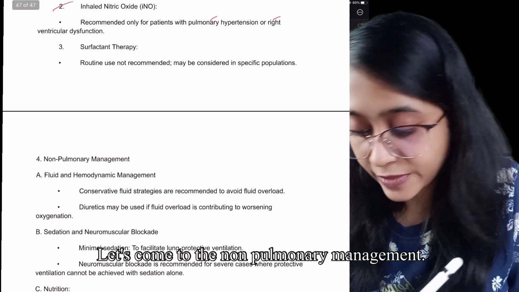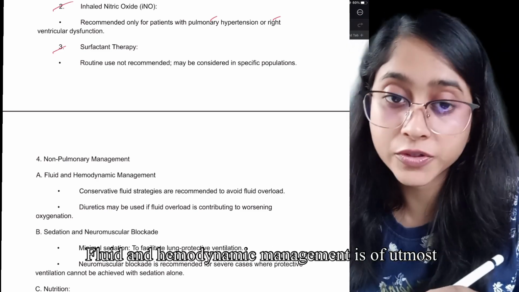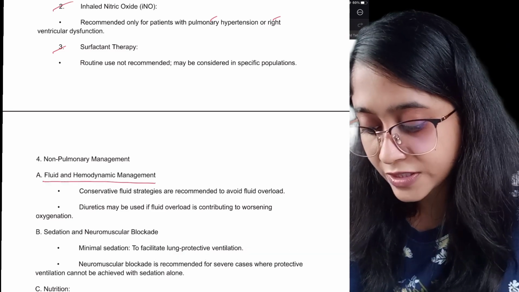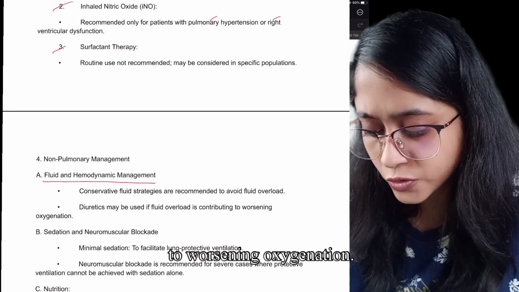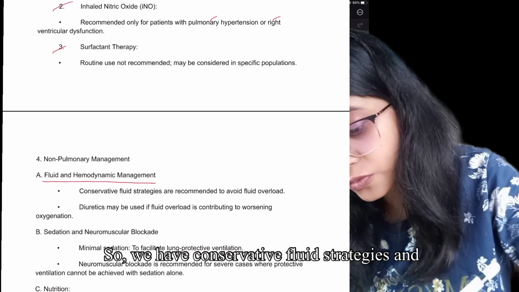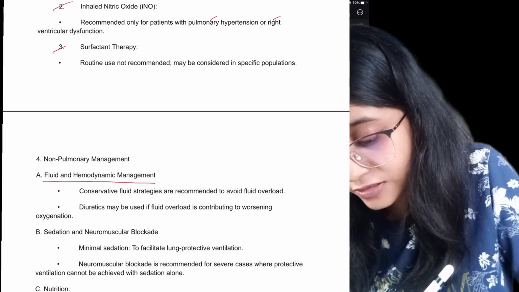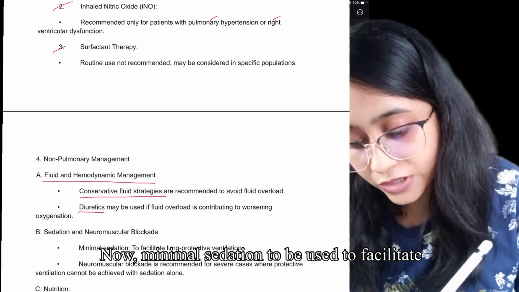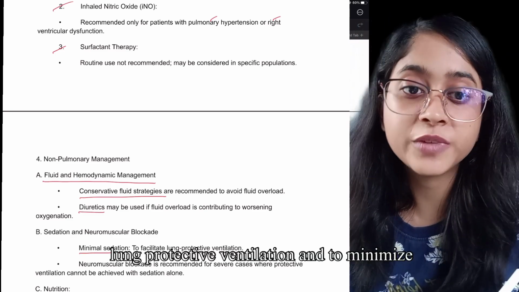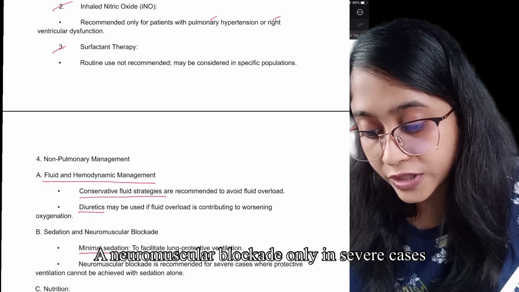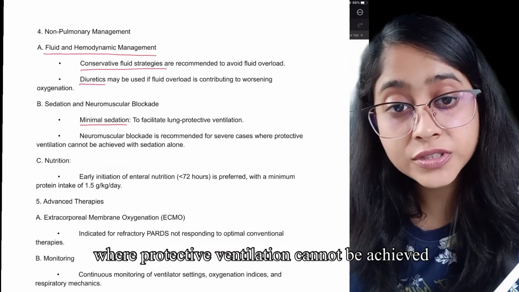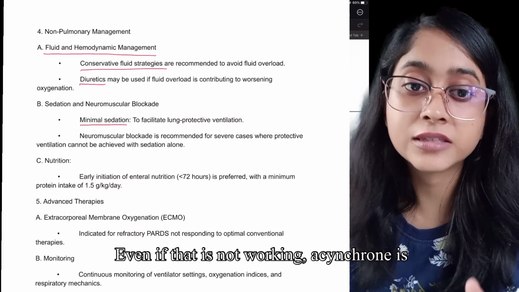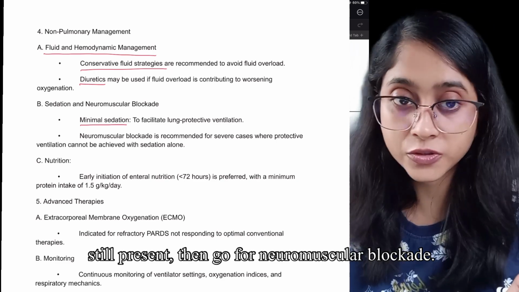Let's come to the non-pulmonary management. Fluid and hemodynamic management is of utmost importance. Conservative fluid strategies are recommended to avoid fluid overload. Diuretics may be used if fluid overload is contributing to worsening oxygenation. Now, minimal sedation is to be used to facilitate lung protective ventilation and to minimize asynchrony. And neuromuscular blockade only in severe cases where protective ventilation cannot be achieved with sedation alone. So first we'll go only for sedation. If that is not working and asynchrony is still present, then go for neuromuscular blockade.